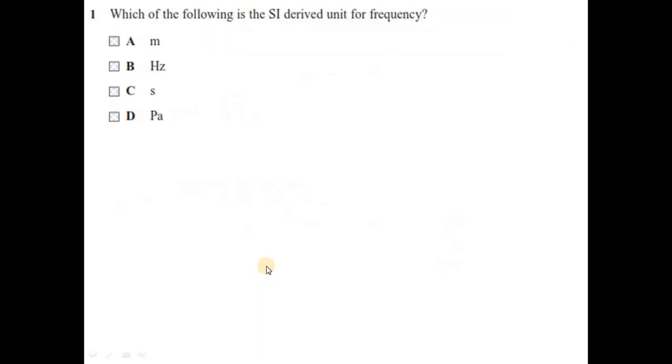Question number 1. Which of the following is the SI derived unit of frequency? Frequency, the unit is Hertz. So option is B.